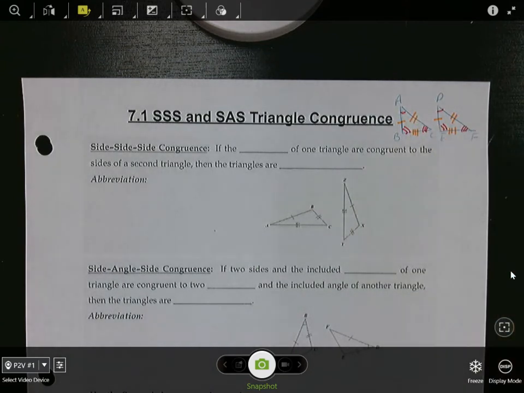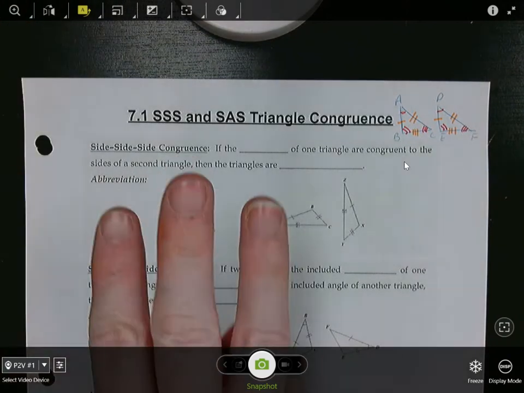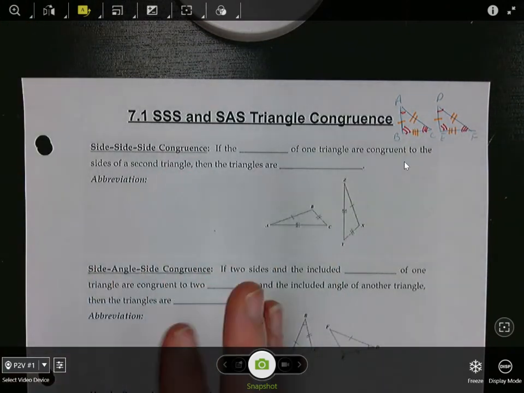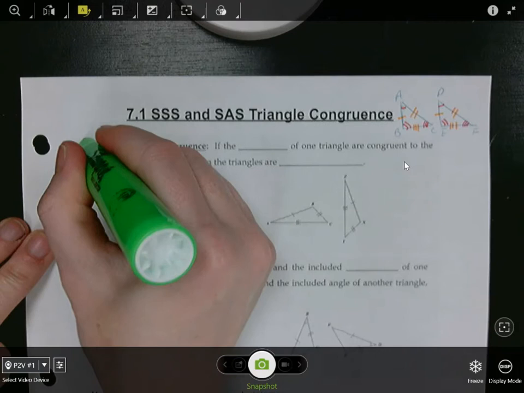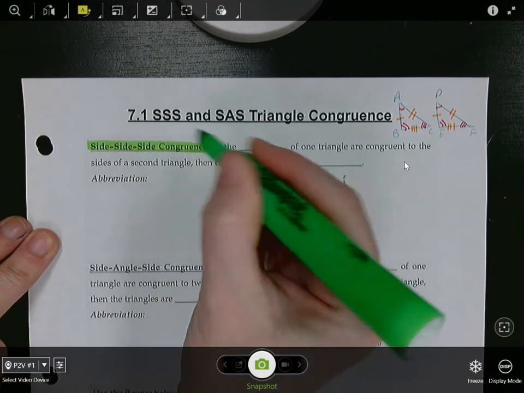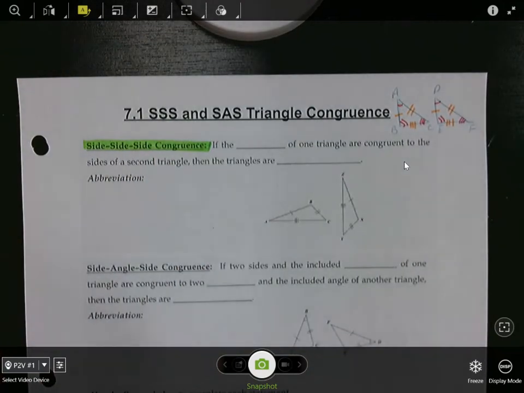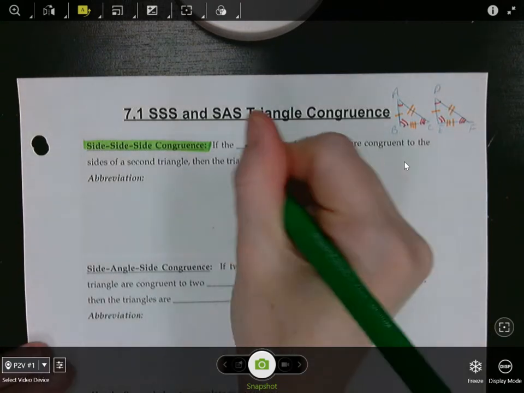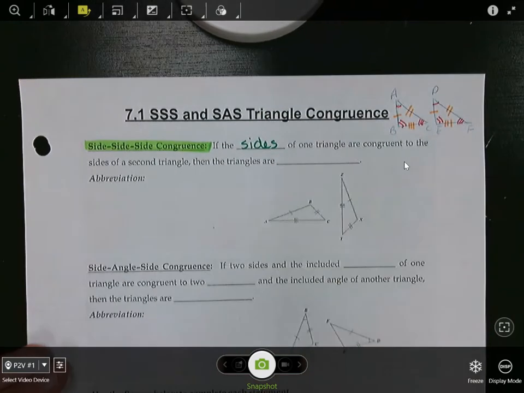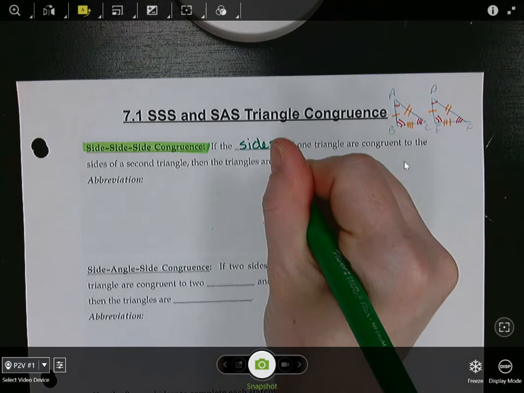Okay, so what we're going to discuss in chapter 7 is you really only need 3. If you have 3 pieces of information that they're congruent, then that's all you need, but there's only certain ones that work. The first one is side, side, side, or SSS, okay? It says if the sides of one triangle are congruent to the sides of a second triangle, then the triangles are congruent.